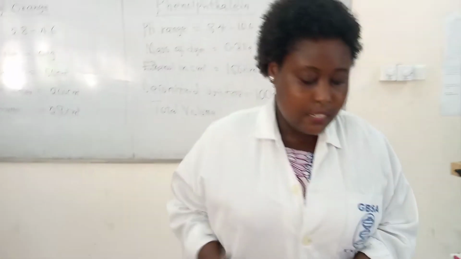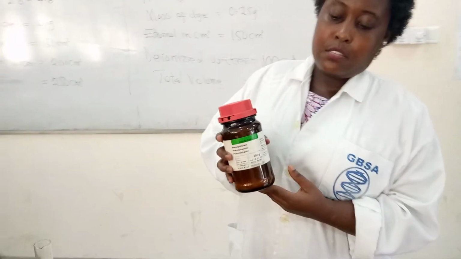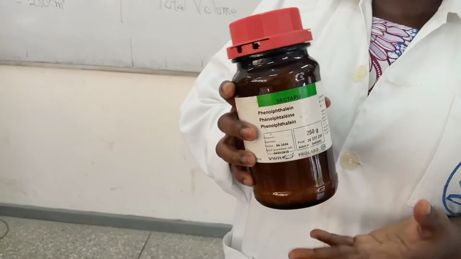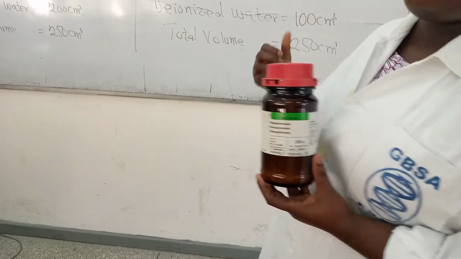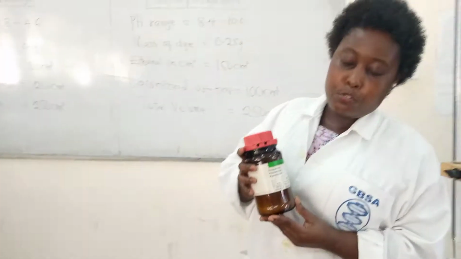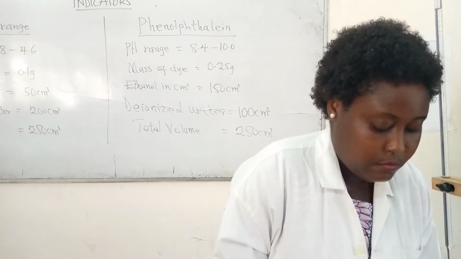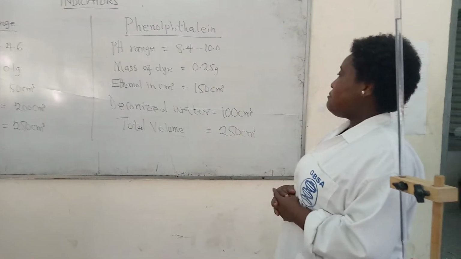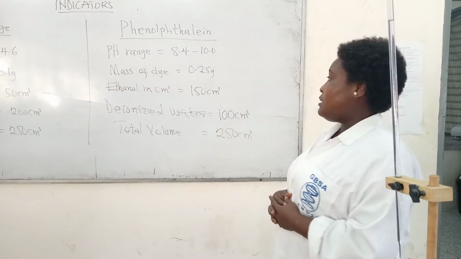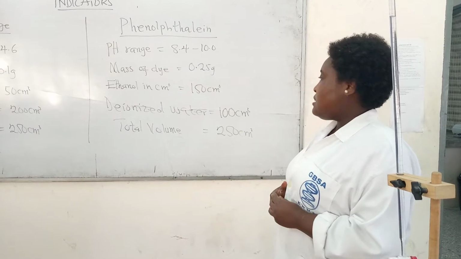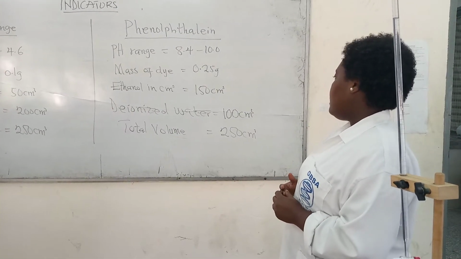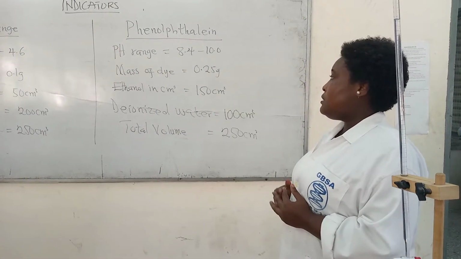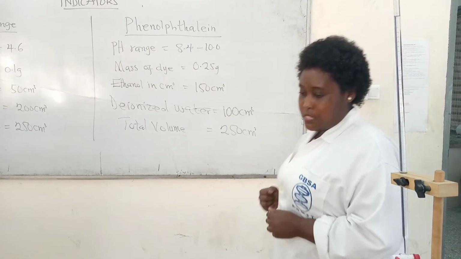The phenolphthalein is here in this container, in the form of powder. We already have the prepared one, but if you only have the powder, these are the steps you follow. So this is phenolphthalein. The step says that you should add 150 ml of ethanol to the phenolphthalein dye, then top up with 100 ml distilled water. 150 ml ethanol, then 100 ml distilled water.